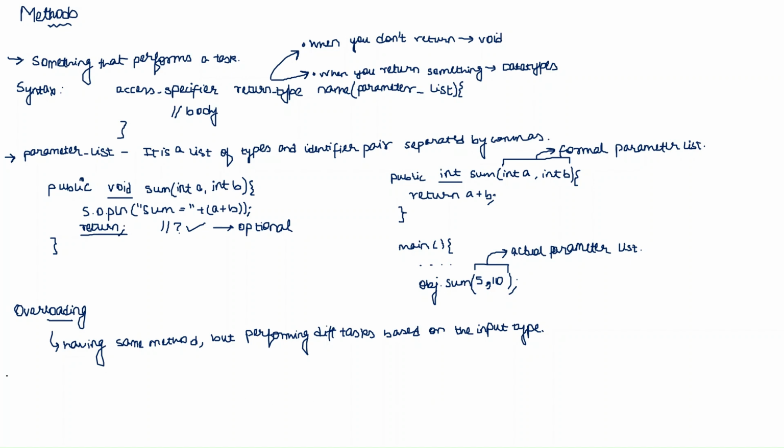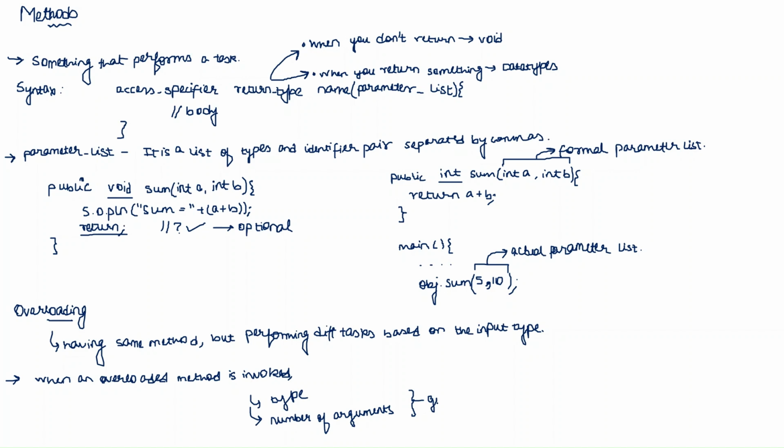So, what happens is, when an overloaded method is invoked, the Java compiler uses the type and the number of arguments as its guide for overloaded method resolution, to decide or determine which overloaded method to invoke.